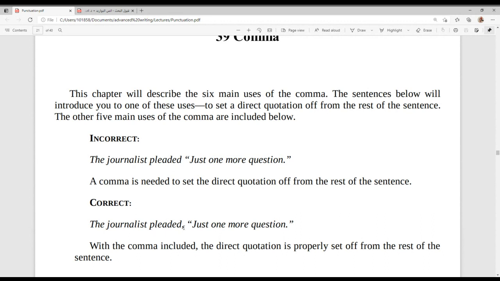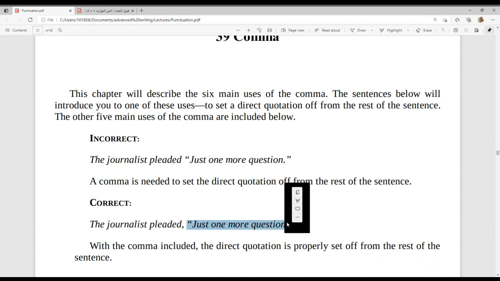Look, the journalist pleaded. And by the way, this is a common mistake, maybe by a large number of writers, authors, or students in general. They forget to use the comma before the quotation marks. So a comma is needed to set the direct quotation off from the rest of the sentence. Like this is a comma, and this is the quotation, in order to separate the quotation from the other sentence. Now, with the comma included here, the direct quotation is properly set off from the rest of the sentence.